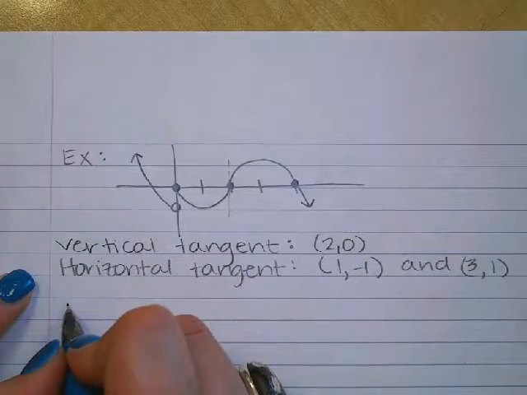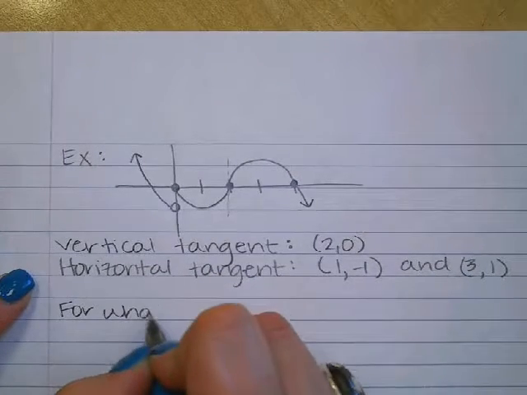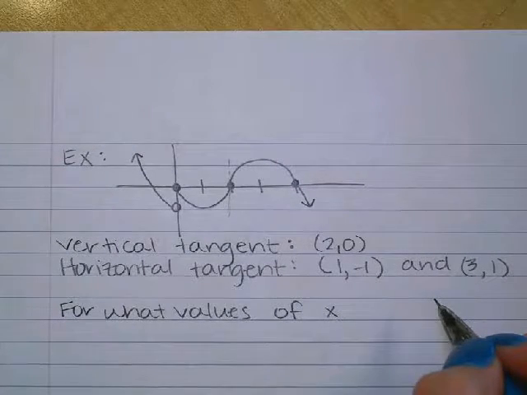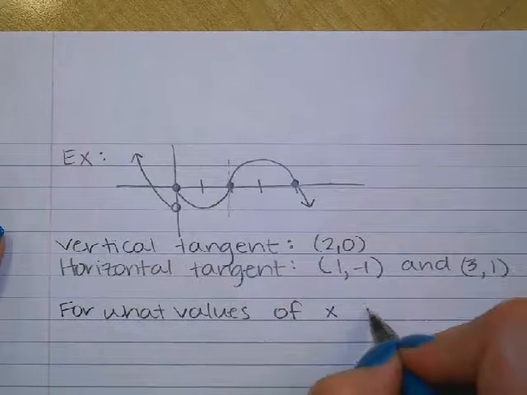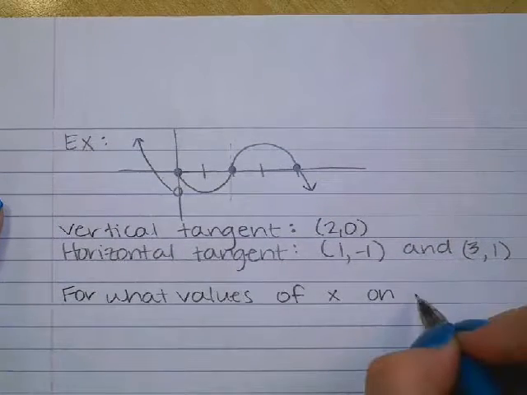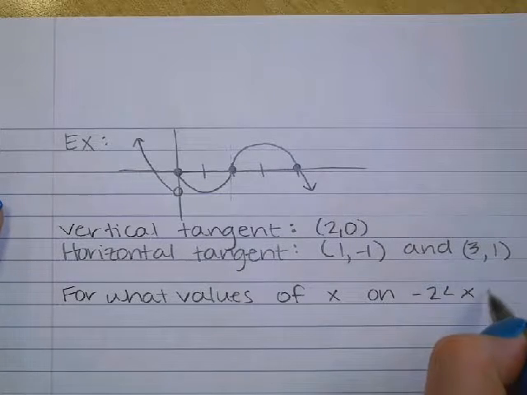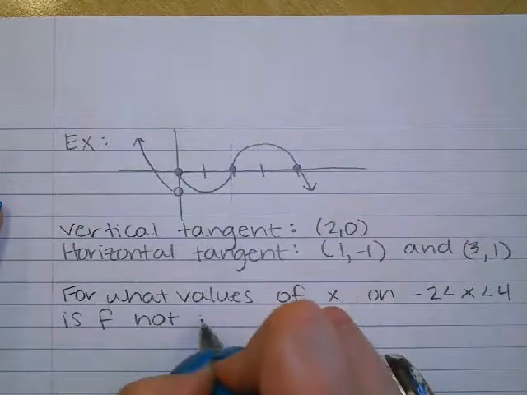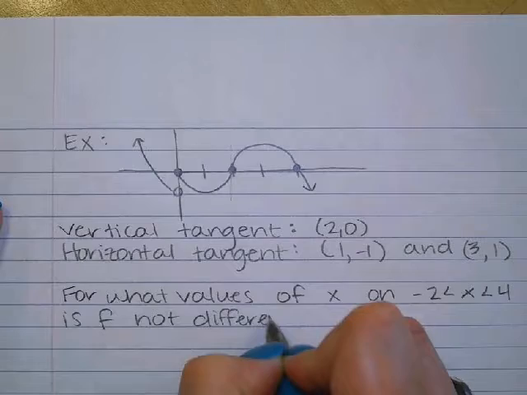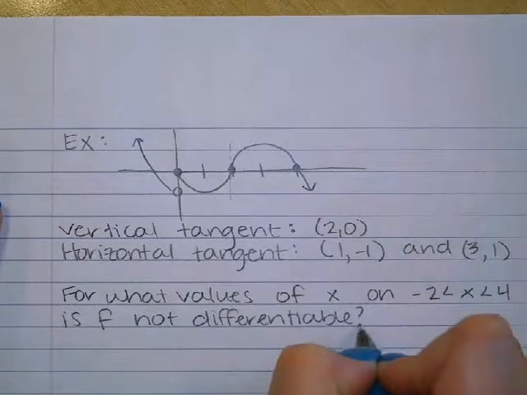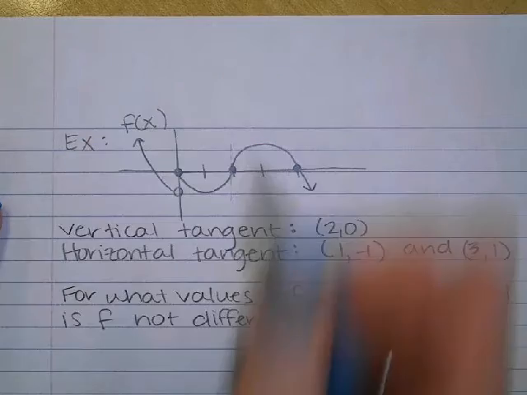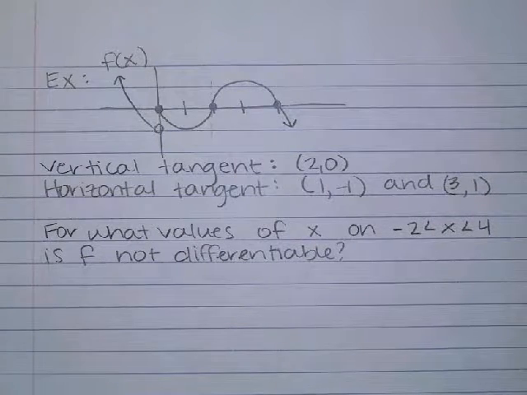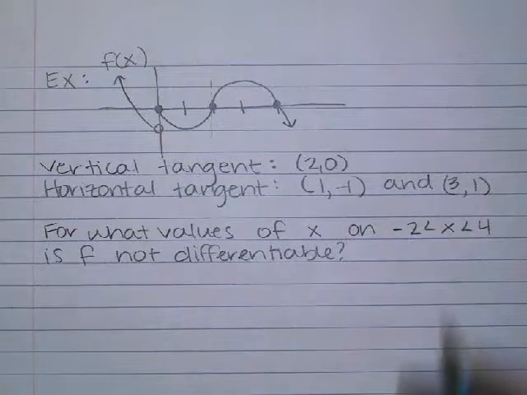All right, so we're going to say for what values of x on the interval from -2 to 4 is f not differentiable? So let's go ahead and label this as f of x. Okay, so for what values is the function not differentiable and why?